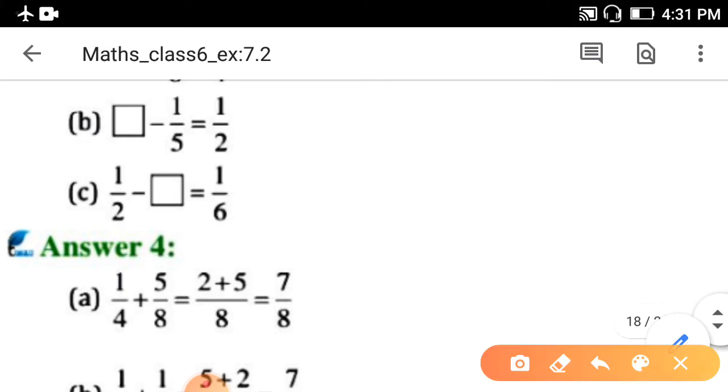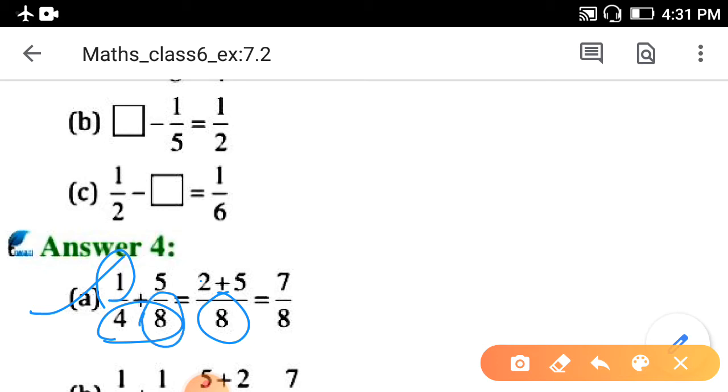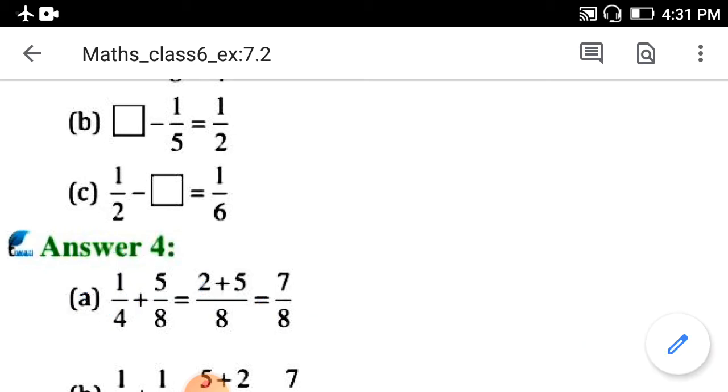Now once again as per question number 1, you have to add two fractions. Find out the LCM. LCM is 8. So here you have to multiply it by 2. 2 ones are 2. And here 8 is already given, so no need to multiply. So 5 as it is. So 2 plus 5 is equal to 7/8.